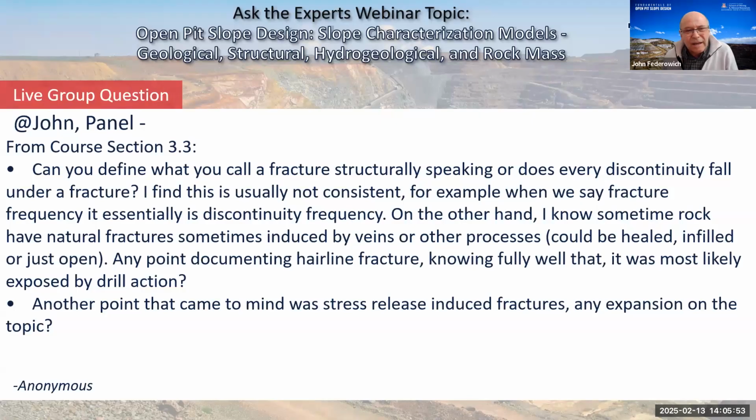If you start logging very small hairline defects, you have to wonder about whether they're drill induced or whether they're actually natural. So hairline features can be a bit of a hairball, I guess.